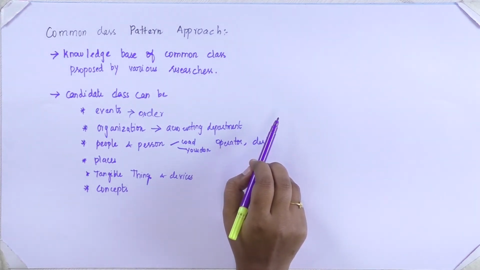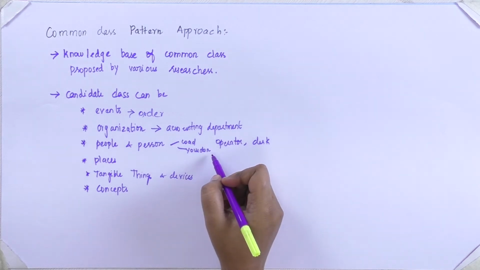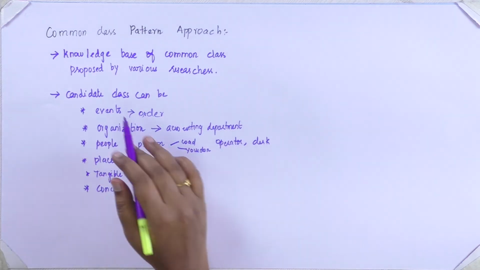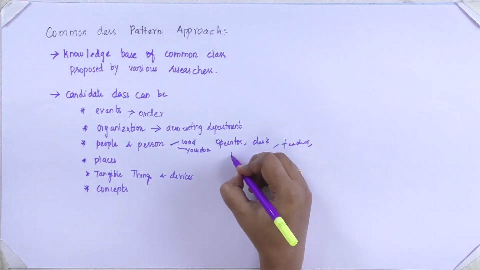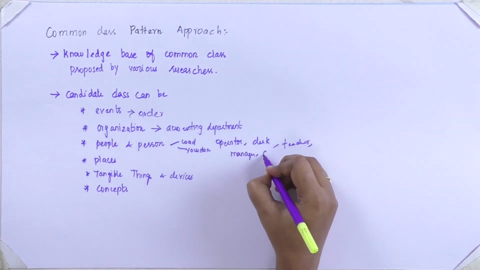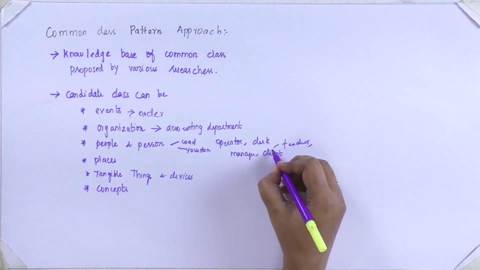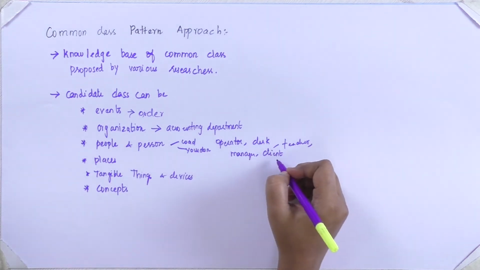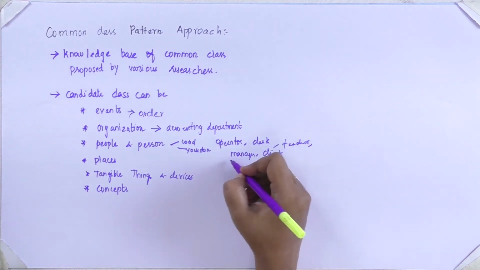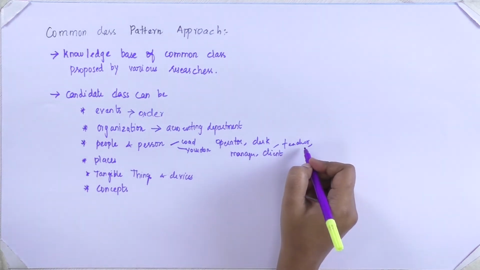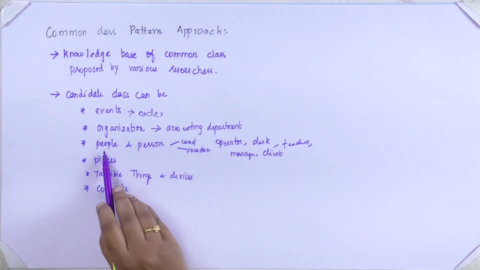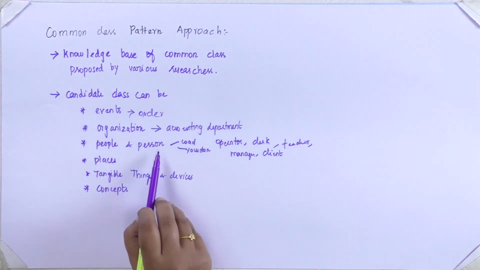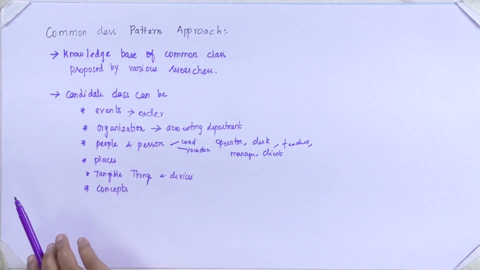Next, people who do not use the system but whose information is kept can also come under candidate classes. For example, you can have information about a teacher, a manager, or a client. These persons are not interacting with the system, but their details are maintained in the system. So teacher can be a class, manager can be a class, client can be a class. So some people and persons that belong to the system can become candidate classes for the system.